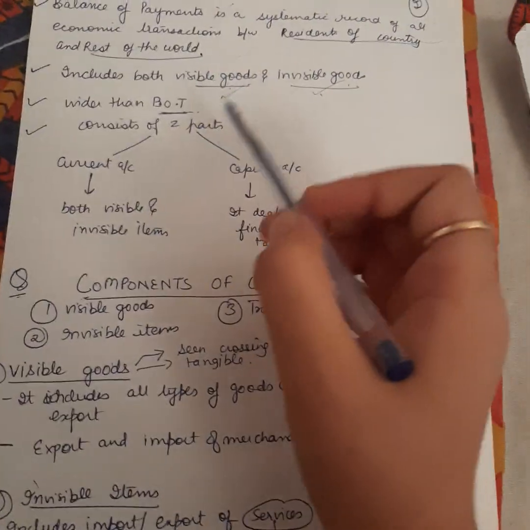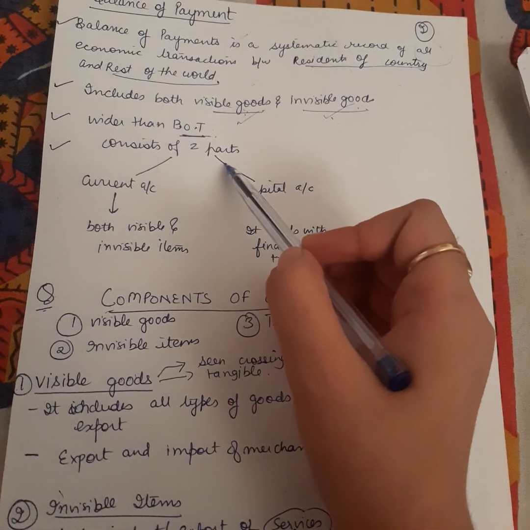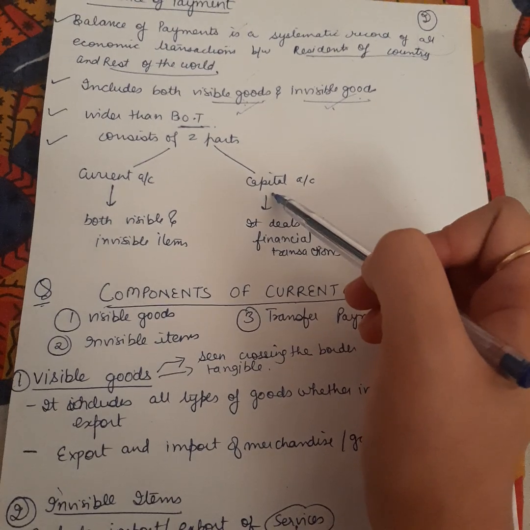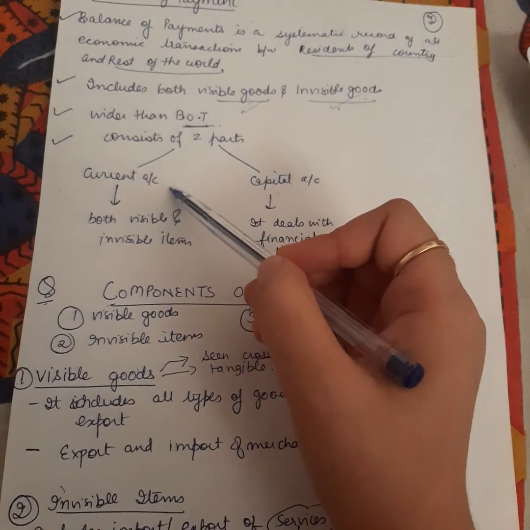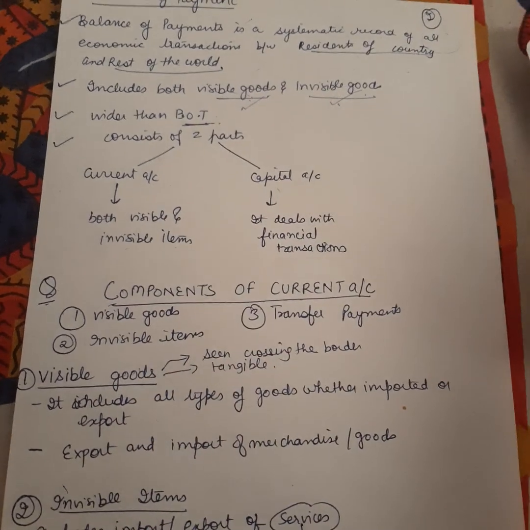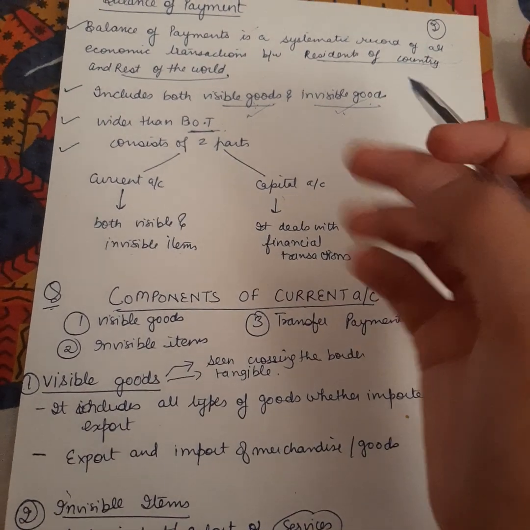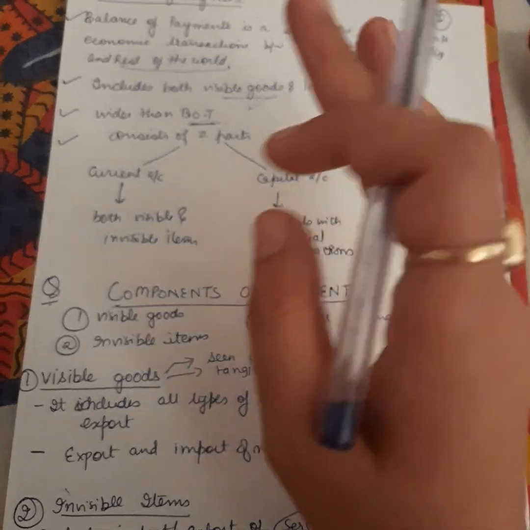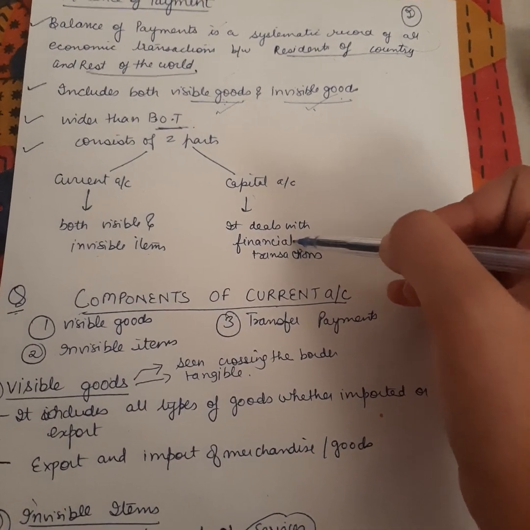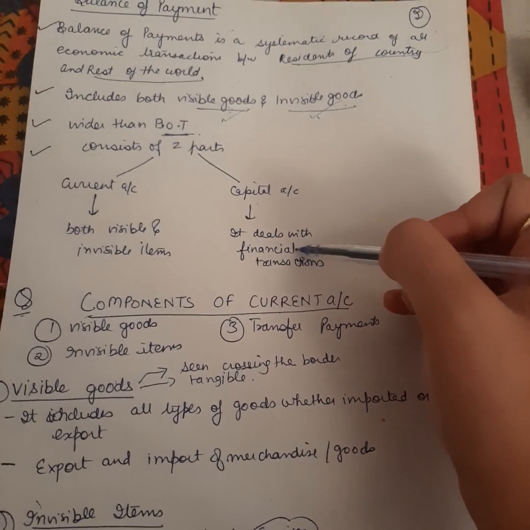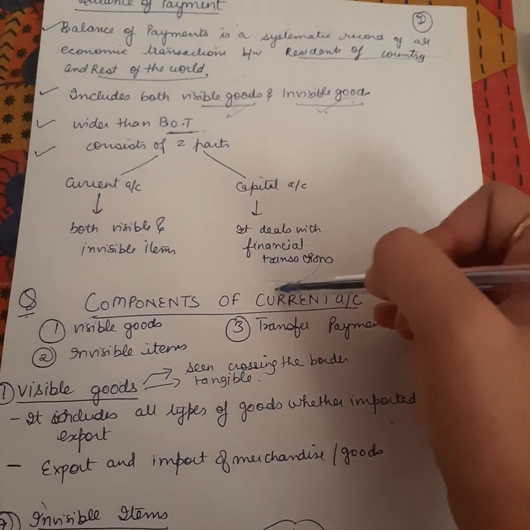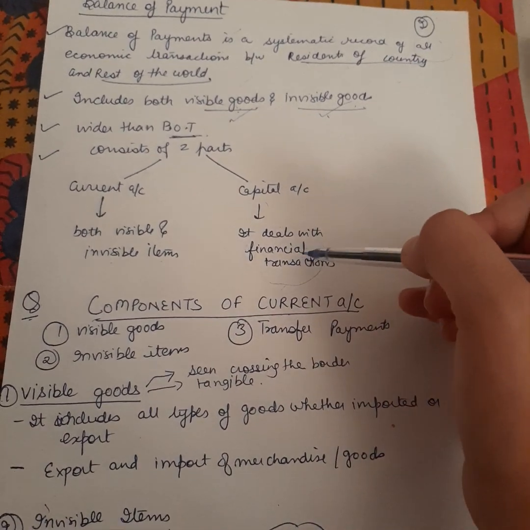Next, this balance of payment has two parts: current account and capital account. Now current account covers both visible and invisible items. That means it's going to cover your goods and services. And capital account deals with financial transactions, such as borrowings and investment.